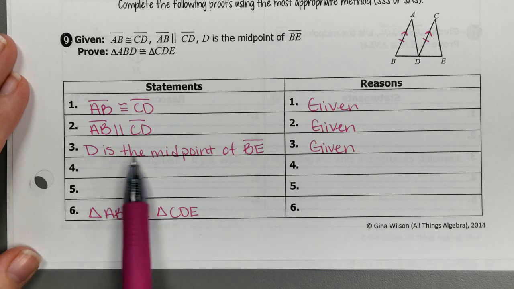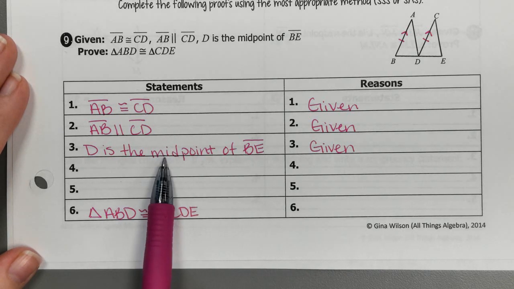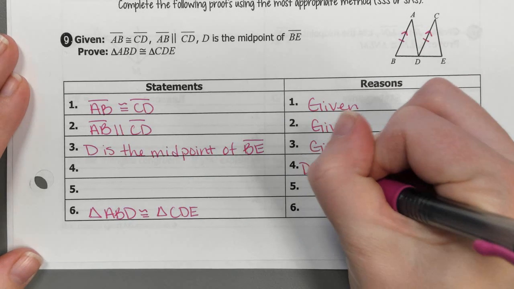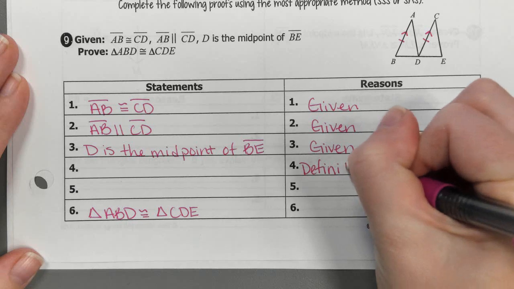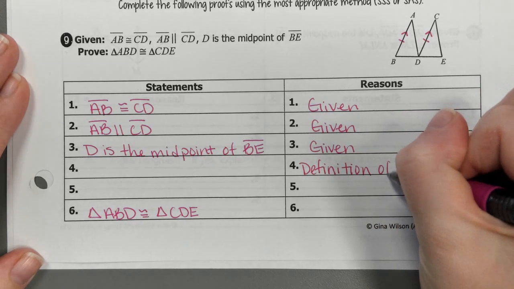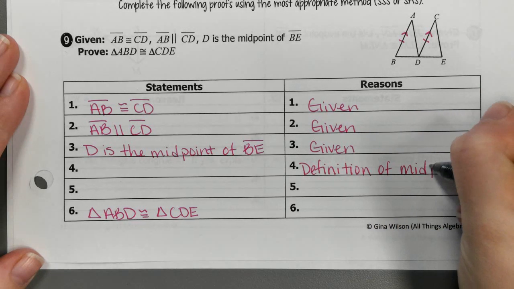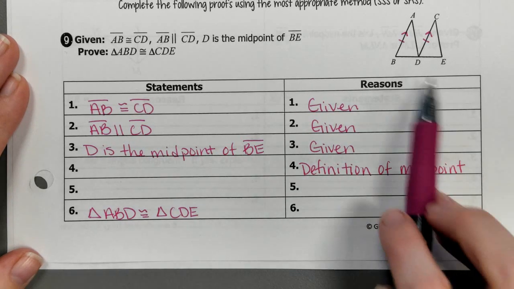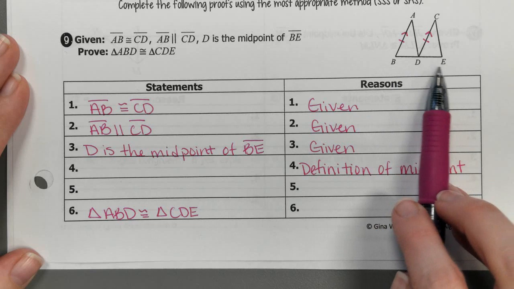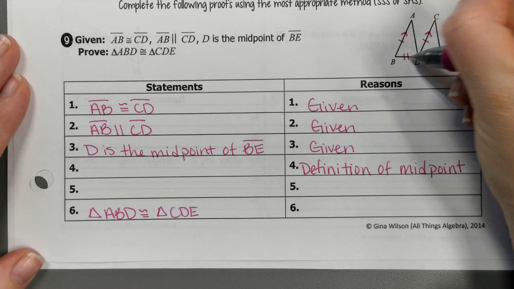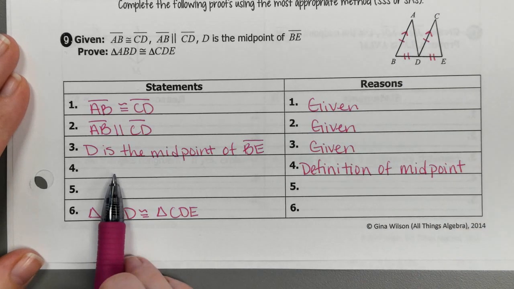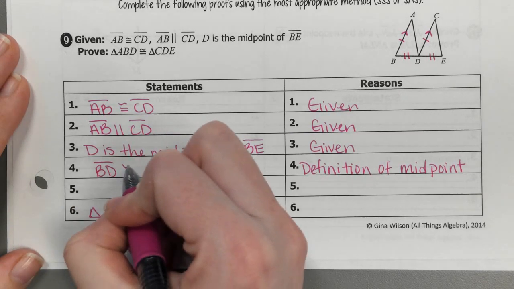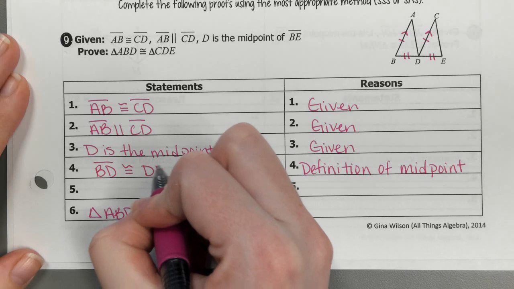So if we look at number 3, it uses the word midpoint. So you automatically know that your next reason is going to be definition of midpoint. So because D is the midpoint of this segment, we know that either side of that segment is congruent. So that's going to be your number 4 statement. You're going to say that BD is congruent to DE.